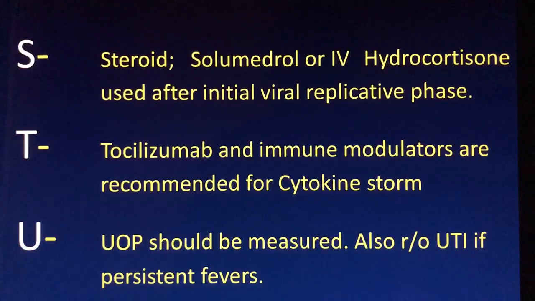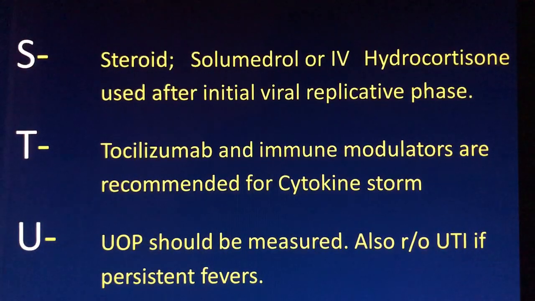S stands for steroids. Solumedrol or IV hydrocortisone has some role in reducing the inflammation because of viral stimulation and hyperimmune response in certain COVID-19 patients. Solumedrol 60 mg daily or hydrocortisone 50 to 100 mg daily. Tocilizumab and various other immune modulators are under trial and may be recommended for cytokine storm.